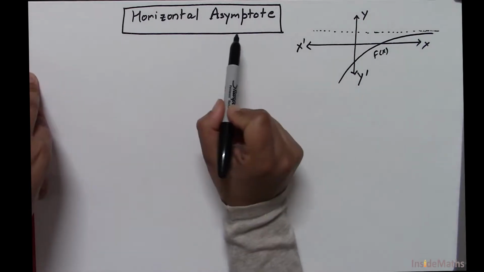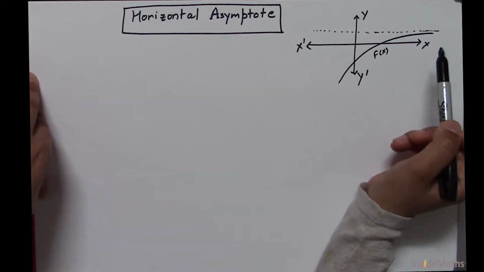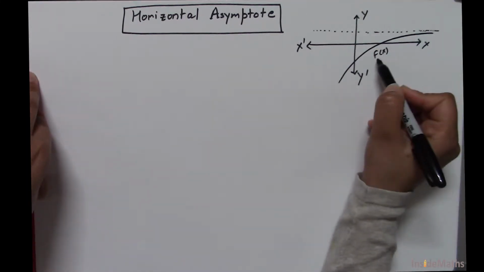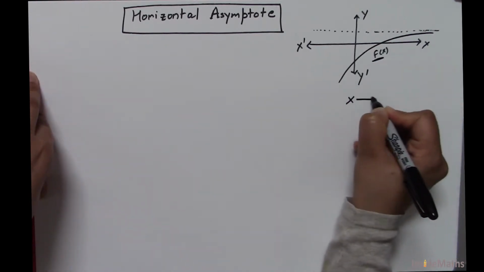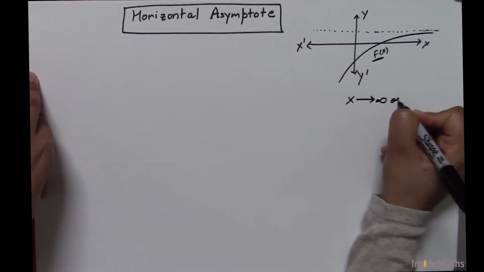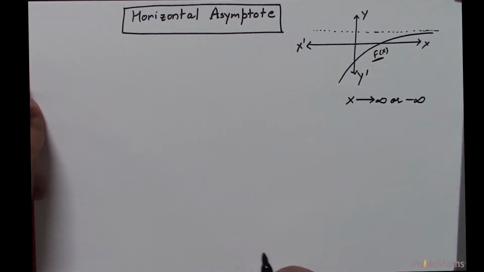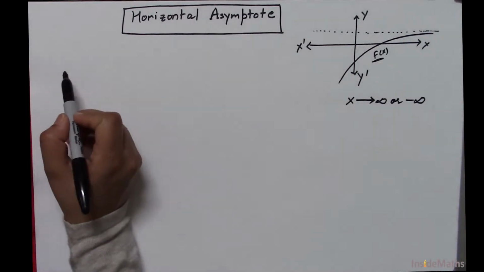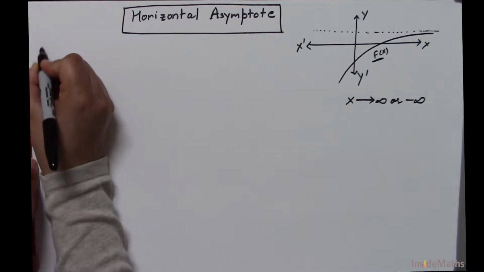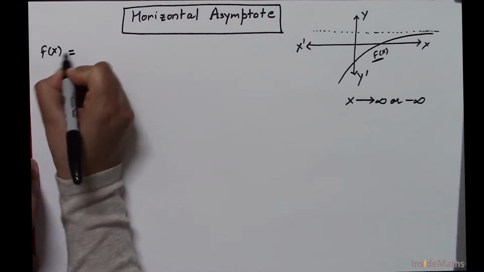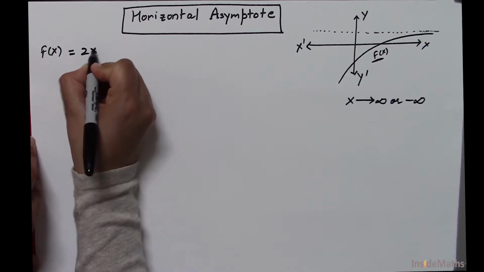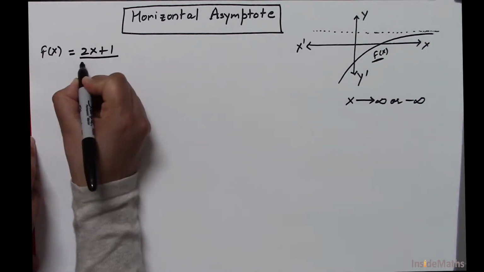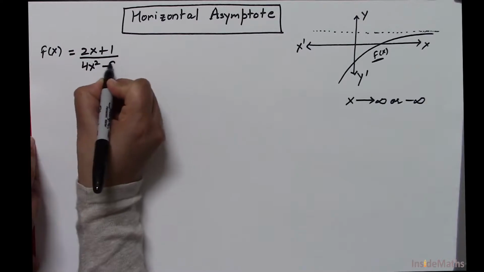So to find the horizontal asymptote of some function, we have to check the behavior of the function when x is approaching positive infinity or negative infinity. So let's do it in some example. Let's say this is a function f of x which is given by 2x plus 1 over 4x square minus 9.